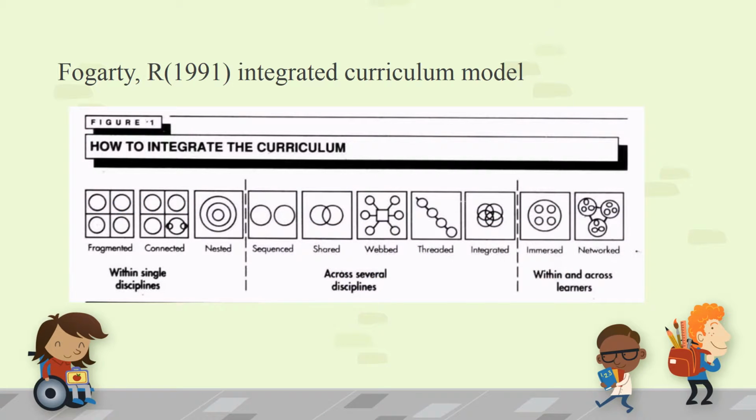Mayersky 2014 explains, one way of creatively teaching the curriculum is to integrate by connecting different ideas of study to develop a more well-rounded and contextual program of study. Robin Fogarty created 10 models for integrating the curriculum. We'll be focusing on the webbed model.